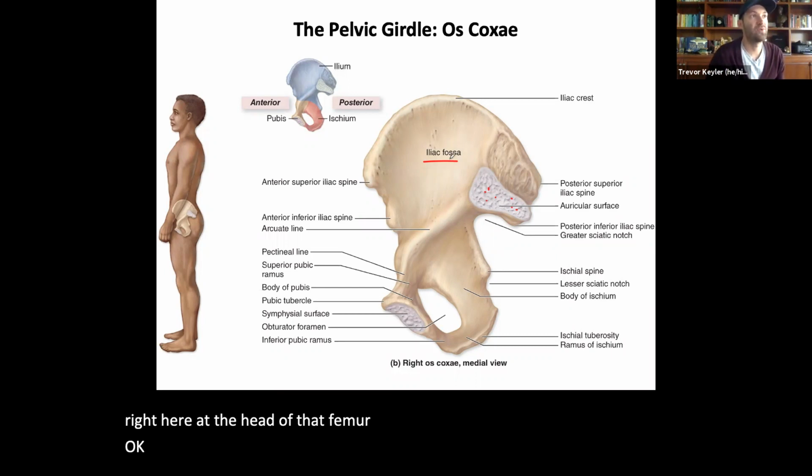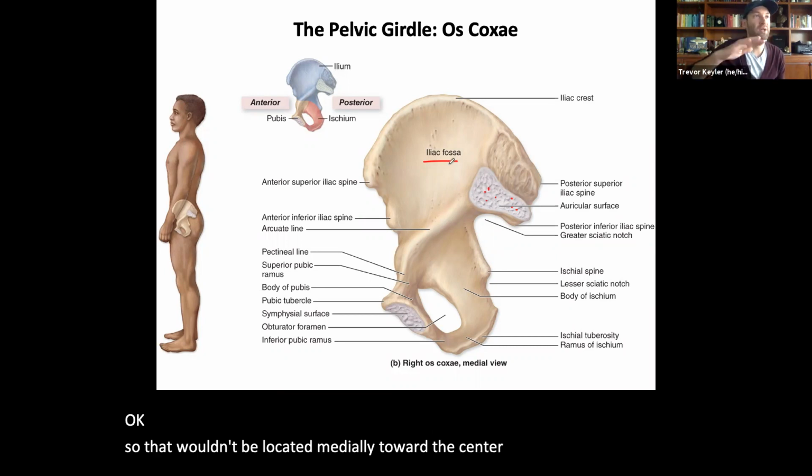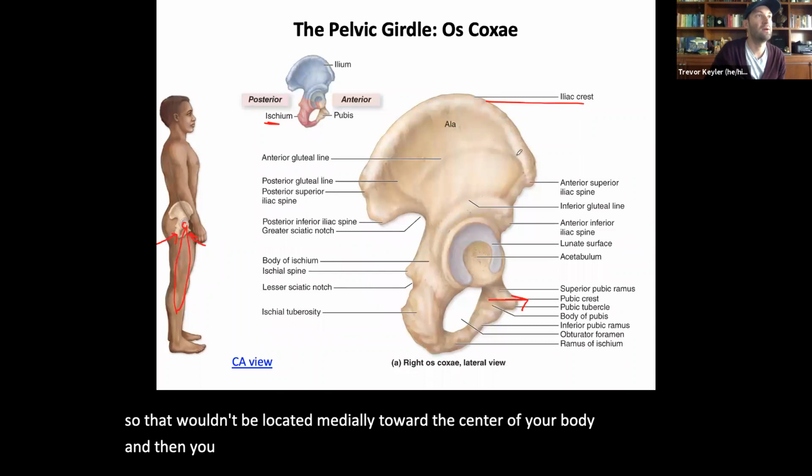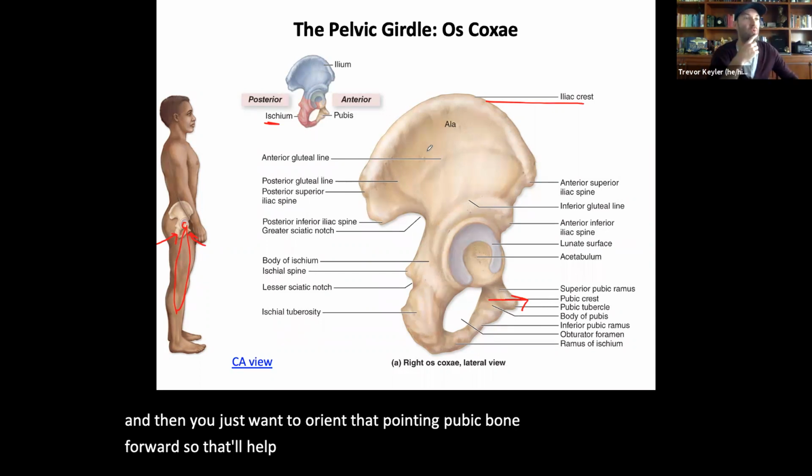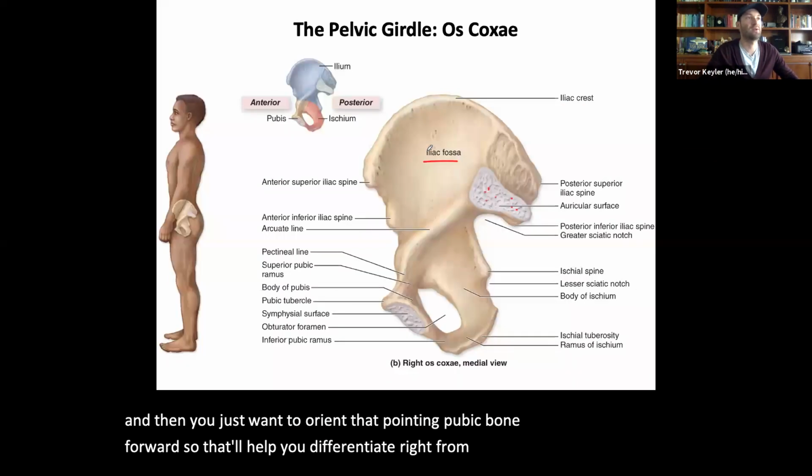The iliac fossa, this shallow depression here, is really rough, compared to, if I flip back to the previous slide, the ala. The ala is very smooth, this area here. And if you get your hands on these actual human bones, it's really obvious. The ala is very smooth, whereas the iliac fossa is kind of punctuated and bumpy.